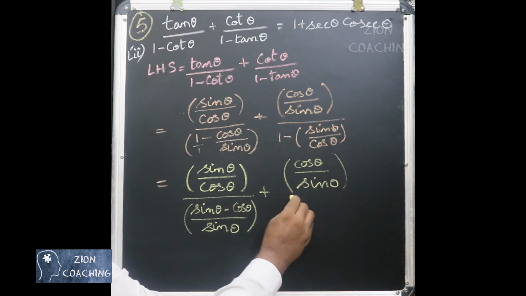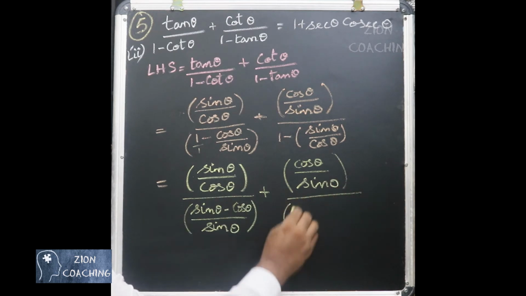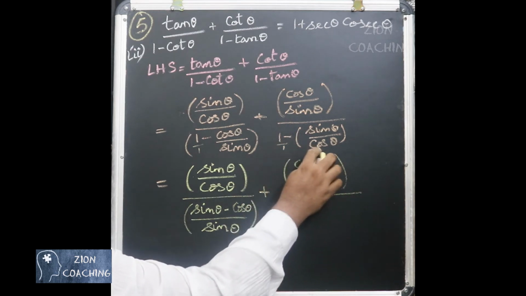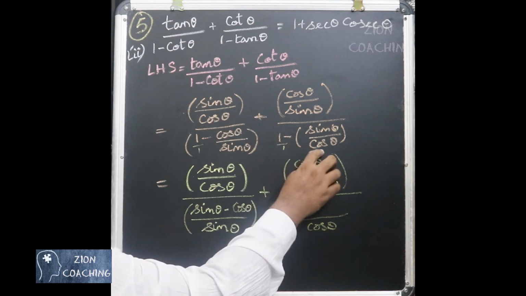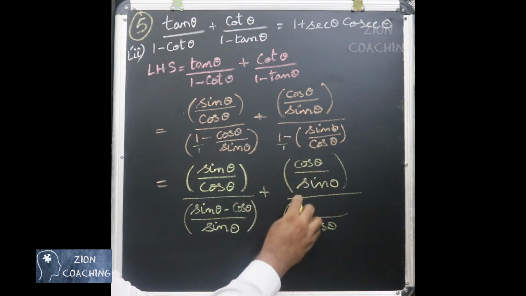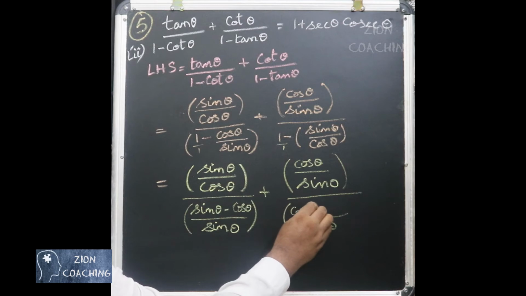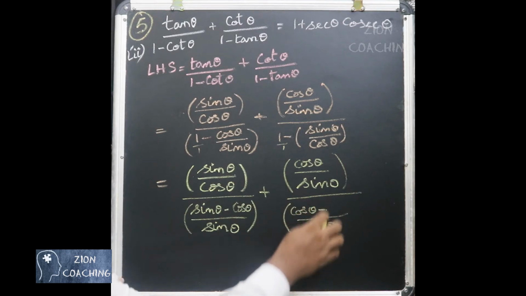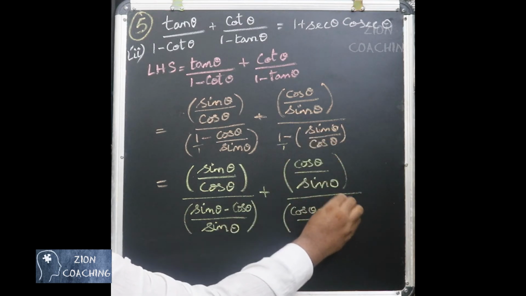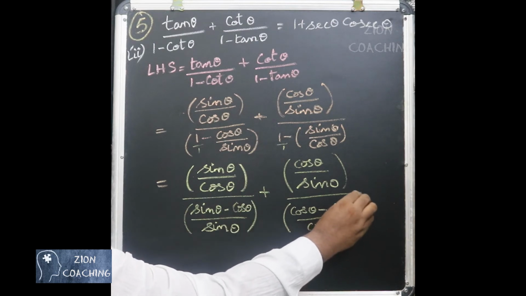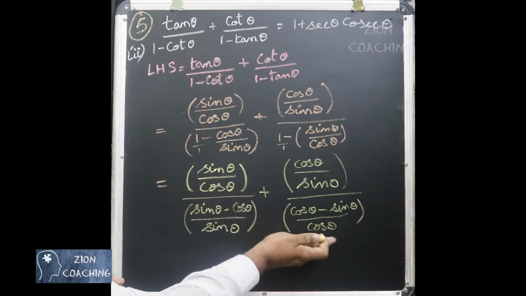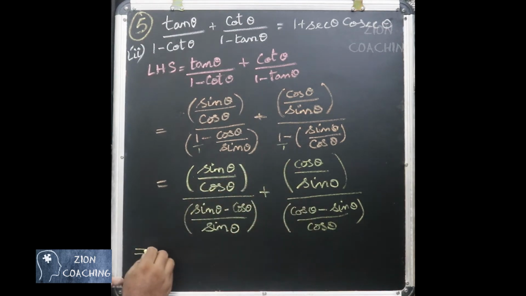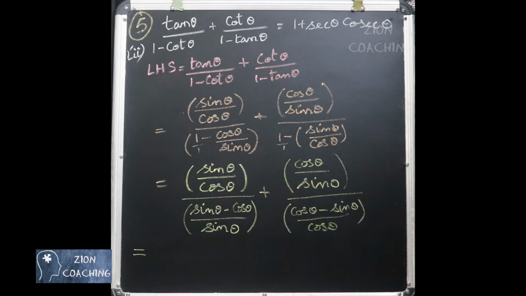Then in the denominator, now you can see that the LCM is going to be cos theta. So 1 into cos theta is cos theta. Multiply numerator also by cos theta. So you will get 1 into cos theta, that is cos theta minus sin theta as it is, because already denominator is cos theta. Now I am going to take this to the numerator and this also to the numerator.